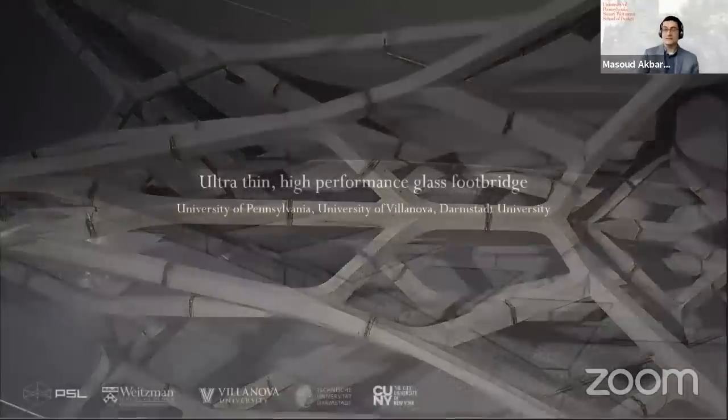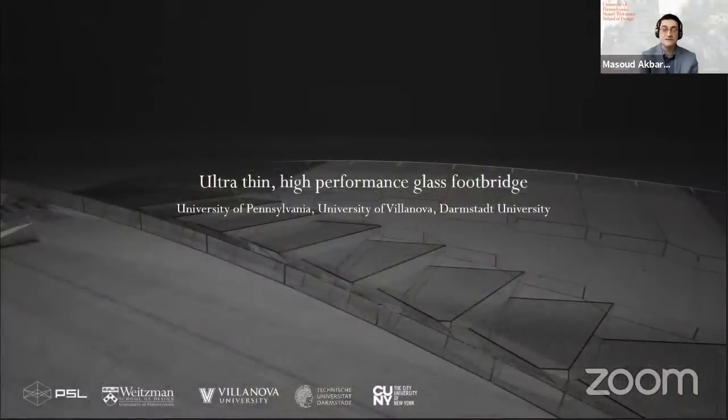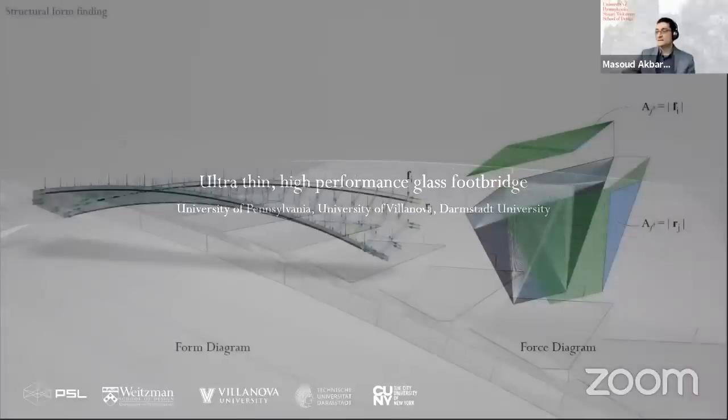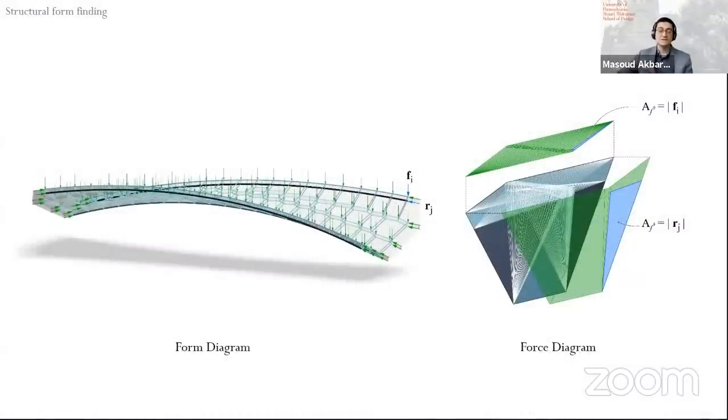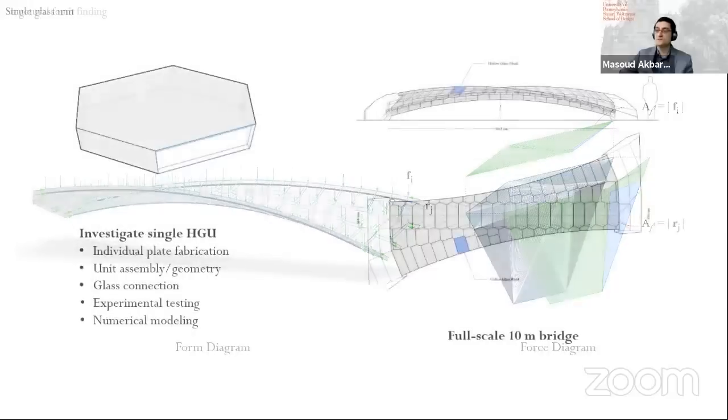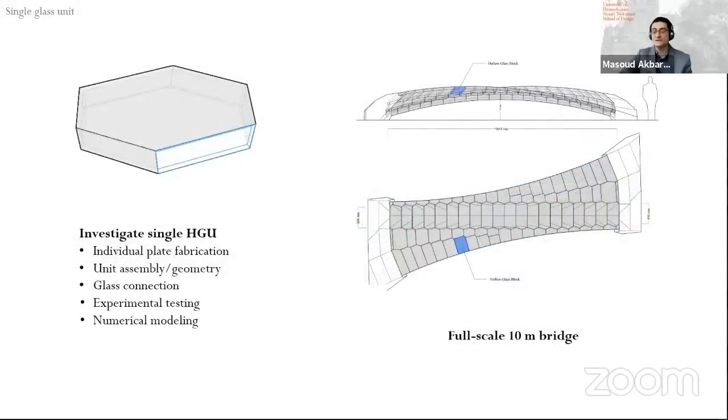Moving to another example, this example is a celebration of polyhedral constraints in the construction of lightweight structures. This is ongoing research, a collaboration between UPenn, Villanova University, Technical University of Darmstadt, and City College, New York. In this example, because of the polyhedral constraints, we developed a multi-layer funicular system as a bridge that is going to be made out of multi-layer glass.